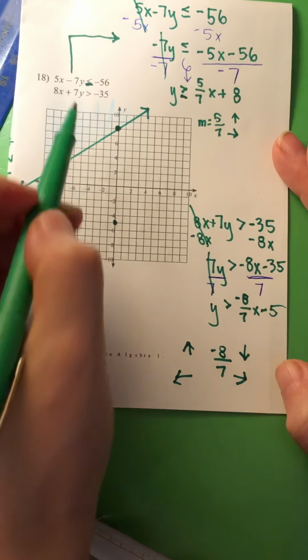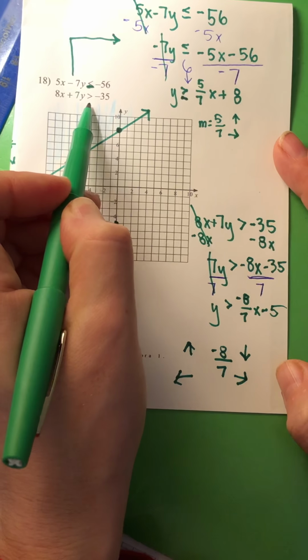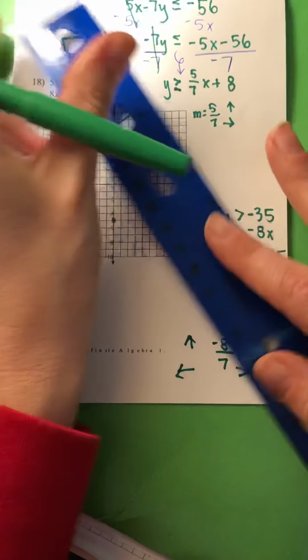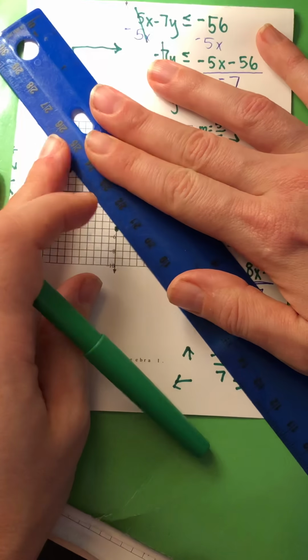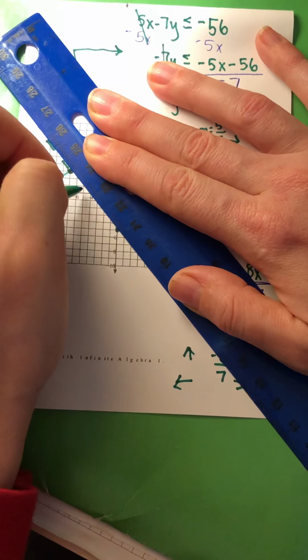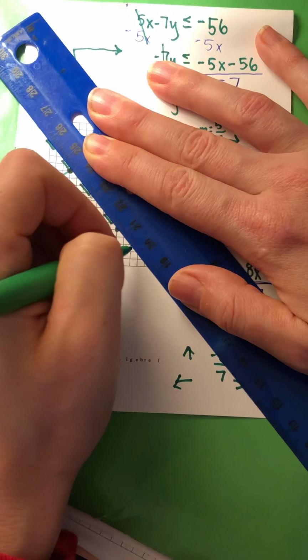All right, dashed or solid, there's no or equal to. So I'm going to make that a dashed line. It is merely a boundary. It is not part of the solution.